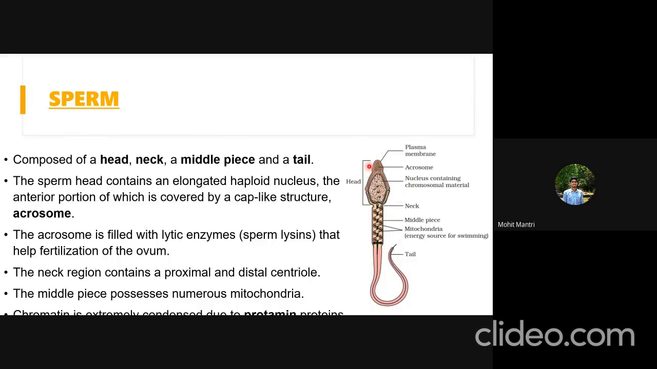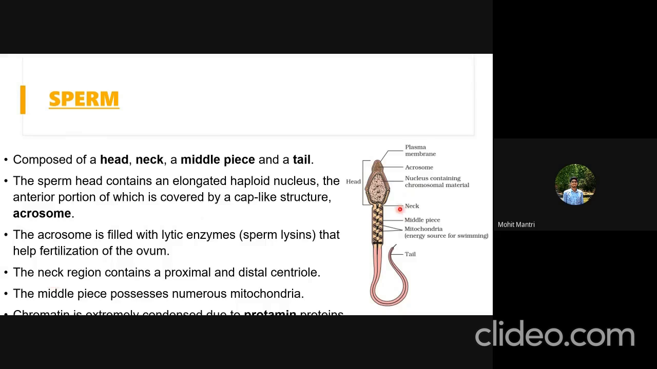The acrosome is filled with lytic enzymes which are called sperm lysins, and the most important enzyme is the hyaluronidase enzyme, and this hyaluronidase enzyme helps in the depolymerization of the hyaluronic acid polymer, which is present in the zona pellucida of the ovum. And after depolymerizing those polymers, calcium diffusion can take place inside the ovum. And because of that, cortical granules are released by exocytosis into the perivitelline space, and this prevents polyspermy or fusion of more than one sperm with the ovum.